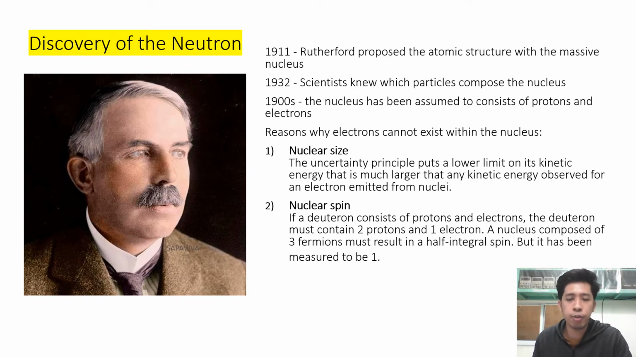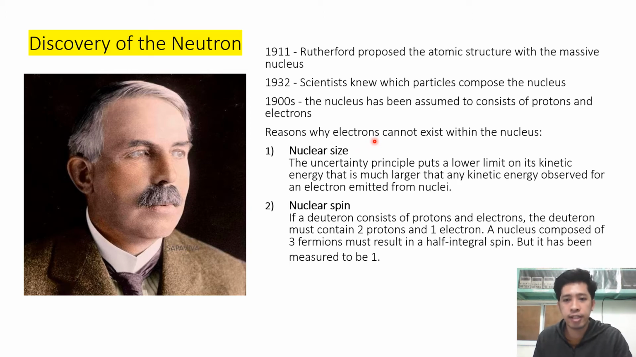It was in 1911 when Rutherford proposed the atomic structure with the massive nucleus in the middle of your atomic structure. But it was just in 1932 that scientists knew what composed the nucleus. During Rutherford's time, he did not actually know that there is a proton and a neutron in the massive nucleus. And in the 1900s, the nucleus had been assumed to consist of protons and electrons. However, this was not widely accepted because of the following reasons.